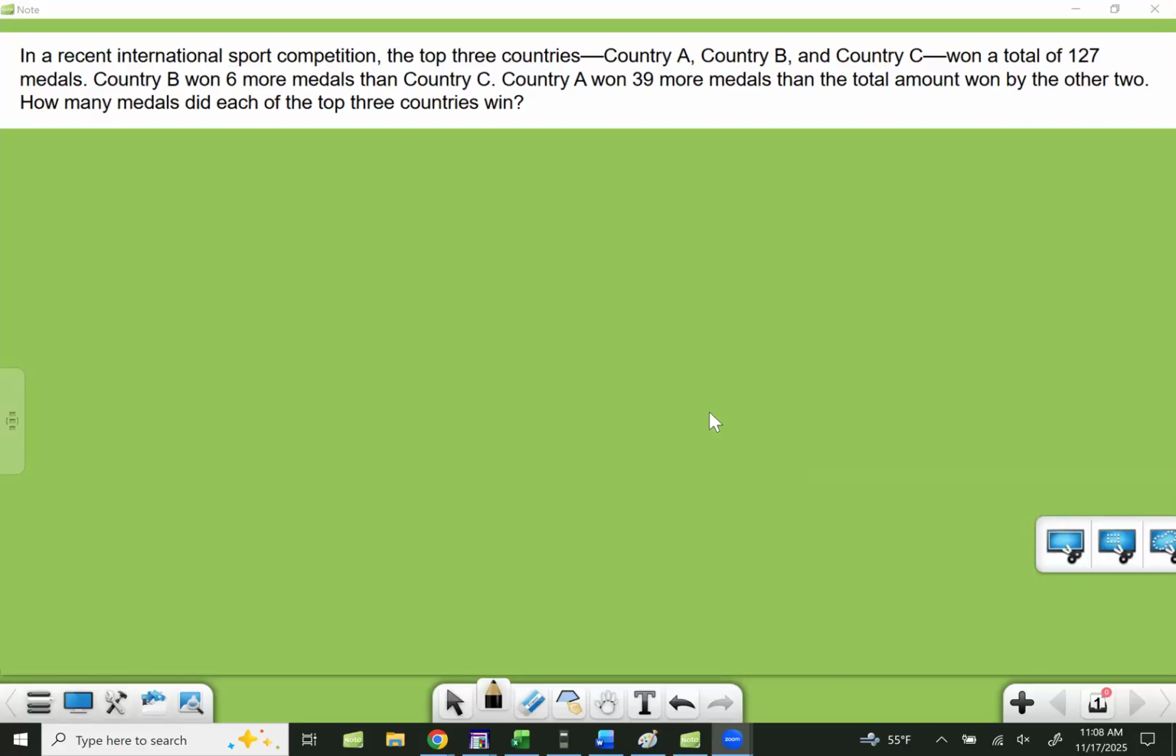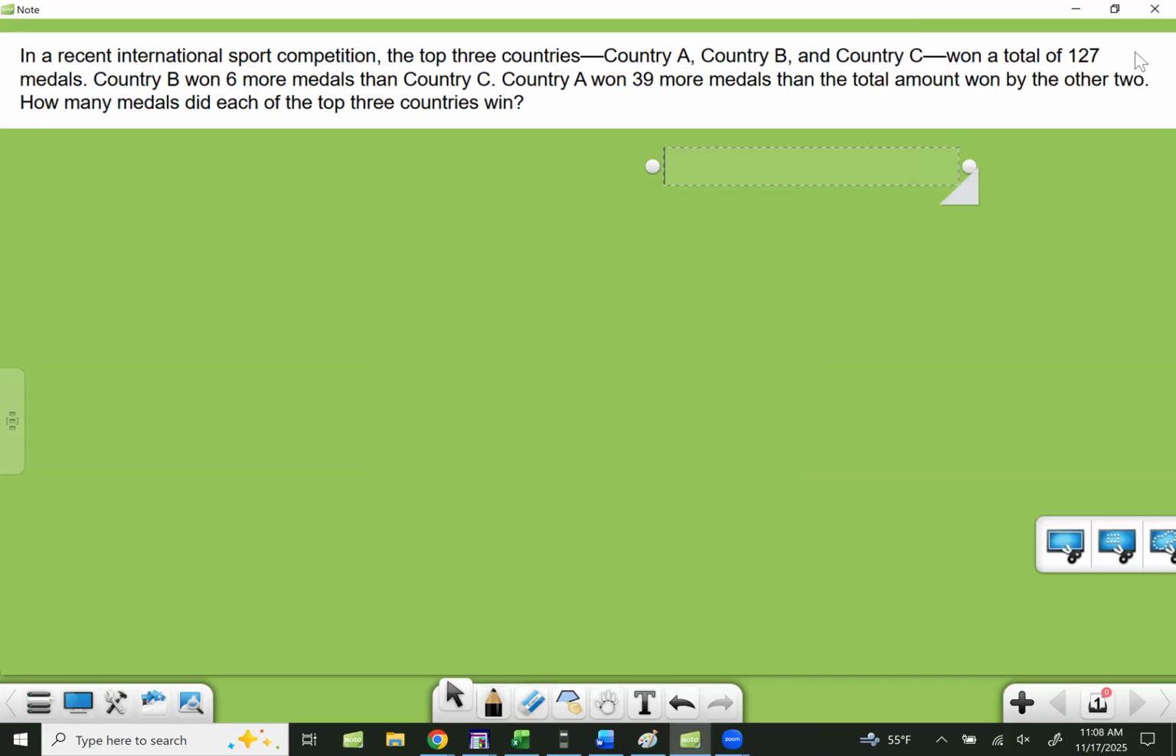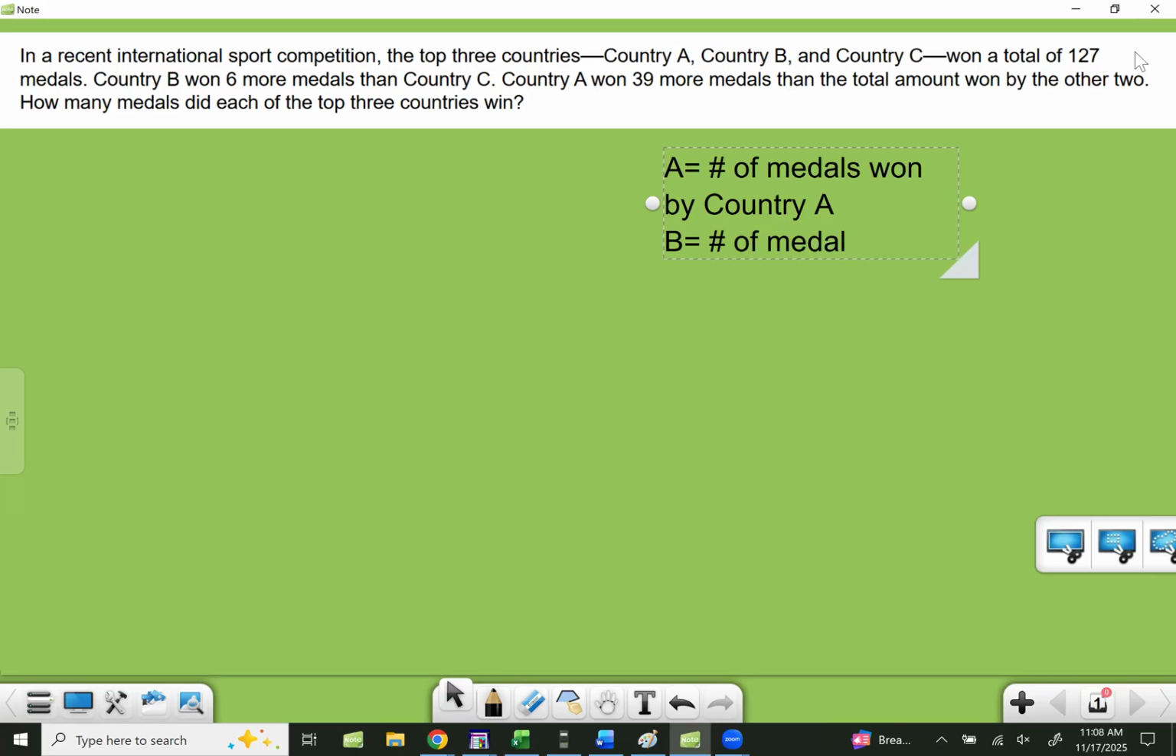Okay. So the first thing we want to do is clearly define our variables. I'm not a huge fan of X, Y, and Z. I like to name my variables with letters that deal with the word problem. So in this case, I'm going to choose A, B, and C. I'm going to let A stand for the number of medals won by country A. And then, of course, I'm going to let B be the number of medals won by country B, etc.